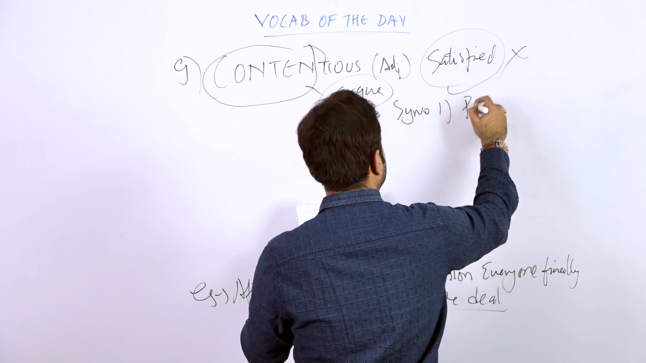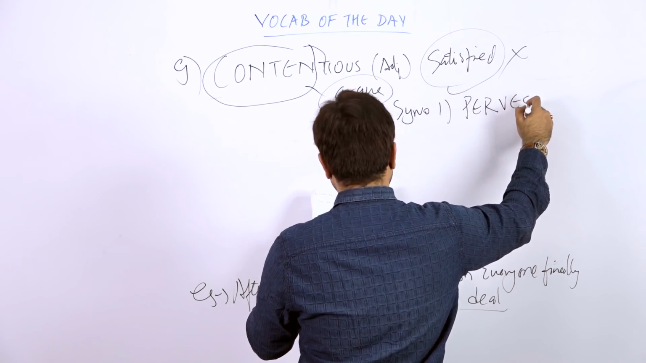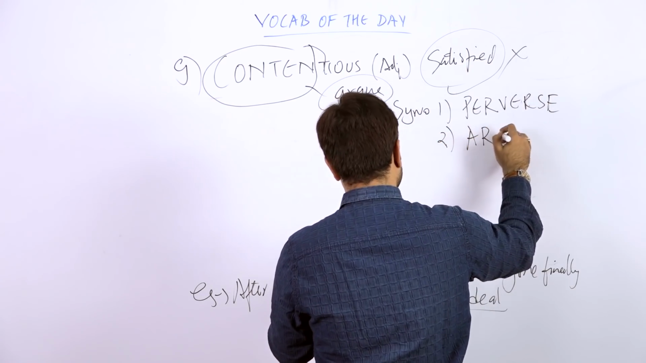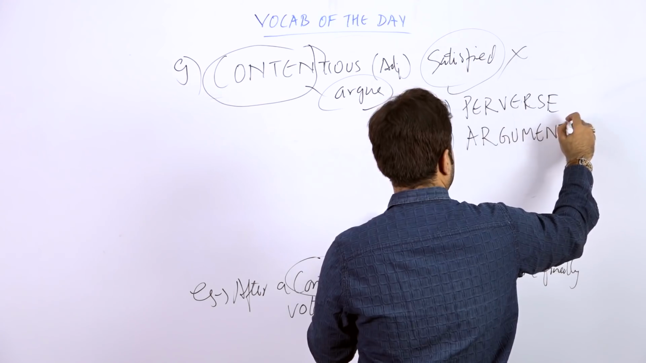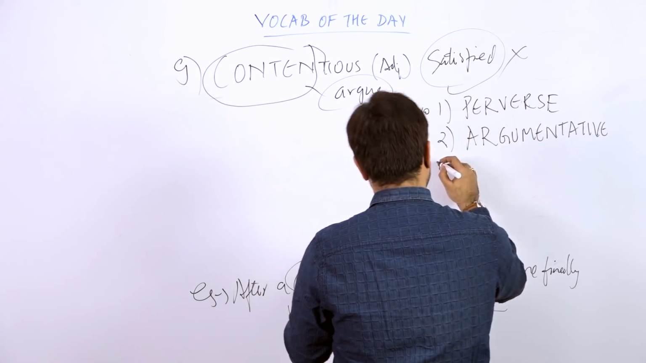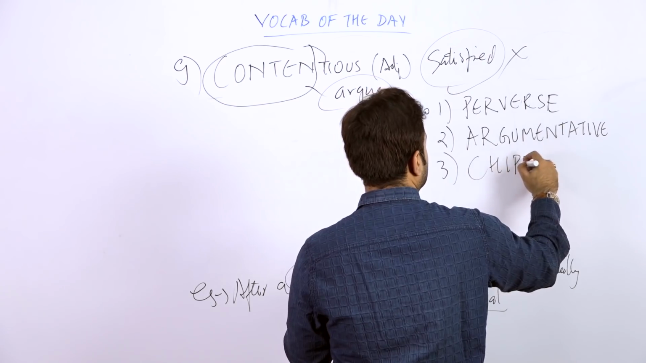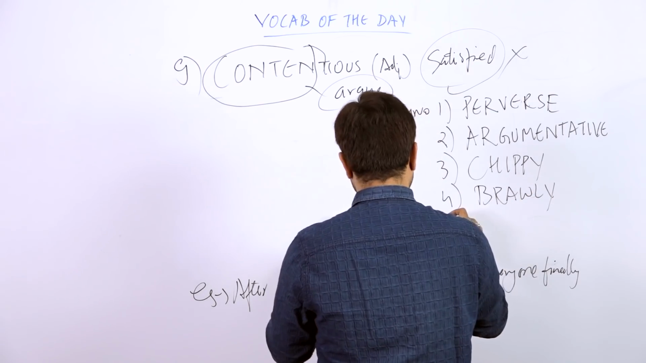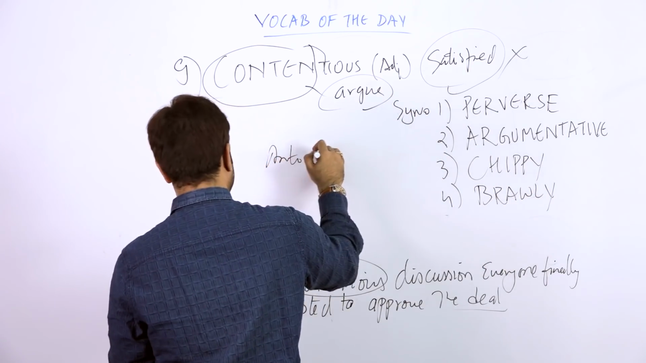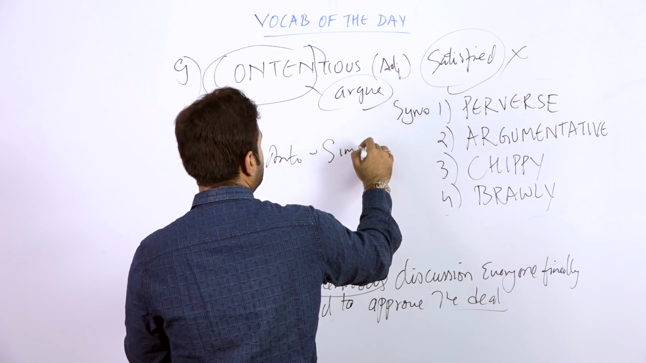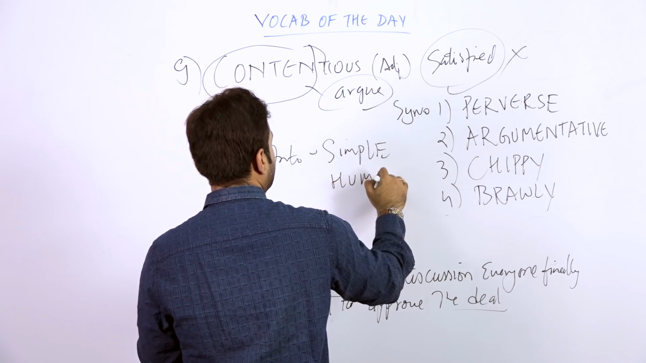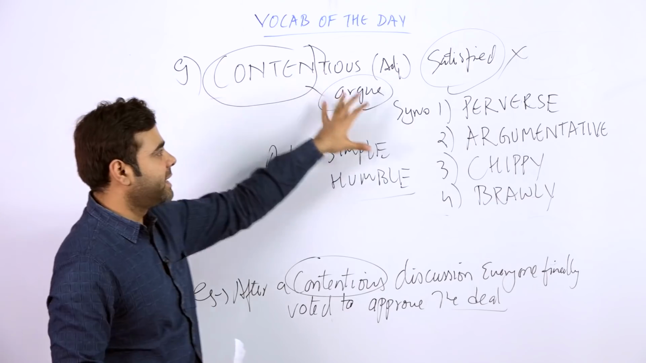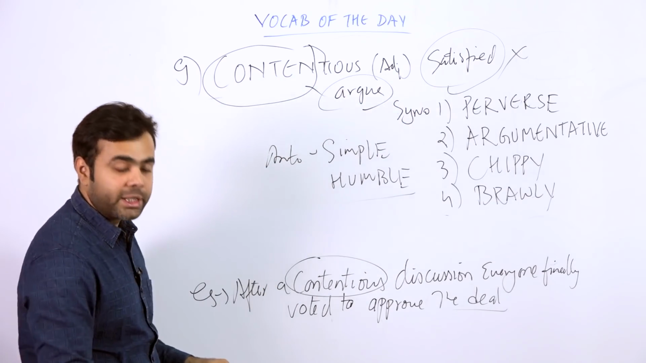The first word I can take here is perverse, PERVERSE. The second word you can take is argumentative. Third word you can take is chippy. Fourth word you can take is brawly. And now let me write the antonyms. Antonyms can be simple, isn't it? Humble, polite, many words. I hope it's pretty clear. Now contentious is an adjective, meaning argue. It's not related to content, which is related to satisfaction.